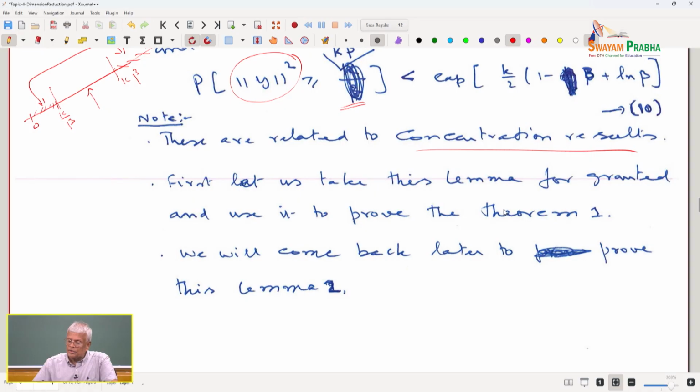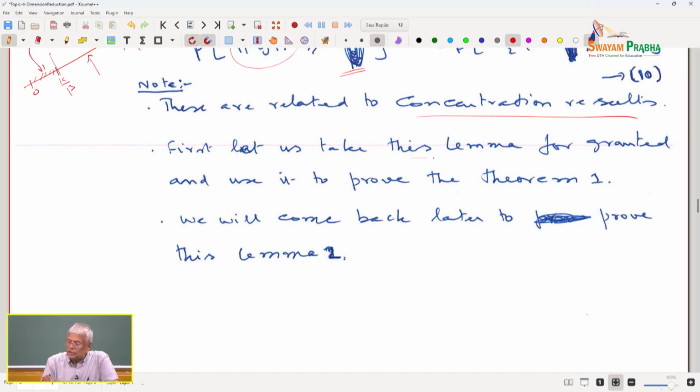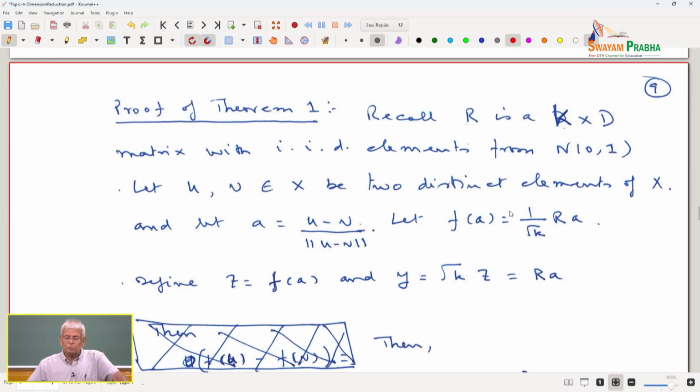First, let us take this lemma for granted and use it to prove theorem 1. Please understand, as I told you, the lemmas are intermediate results that help you build the results of the original theorem. So I need to prove the lemma, but let me take it for granted. Let's indulge in the use of this lemma in proving the major result. And once we do that, we'll come back to proving lemma 2. So I'm assuming lemma 1 is true. Lemma 2 is true.